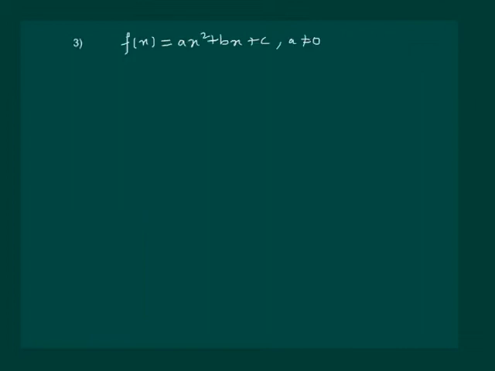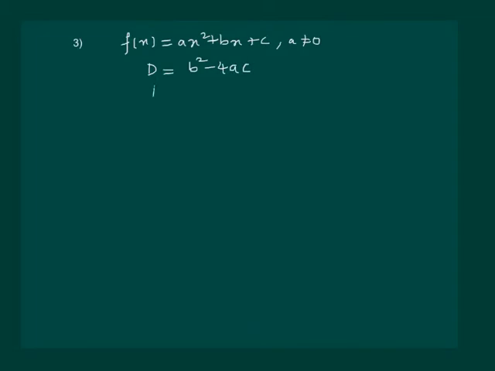If we want to find out without factorizing whether the parabola will touch the x-axis at 2 points or 1 point or none of them, what we need to do is calculate D, which is equal to b square minus 4ac.